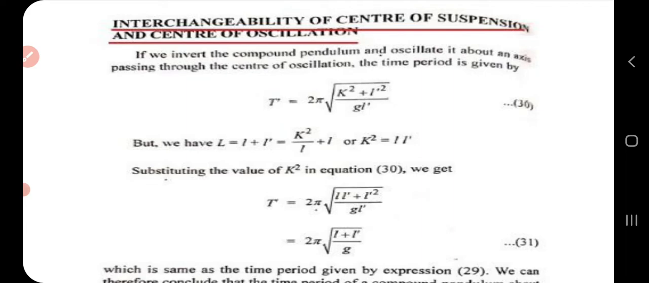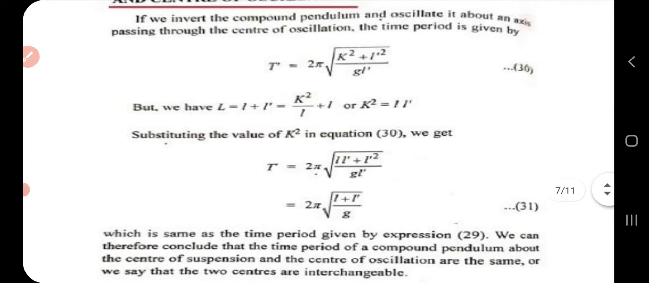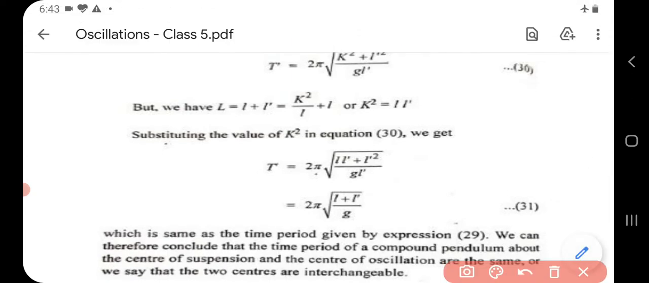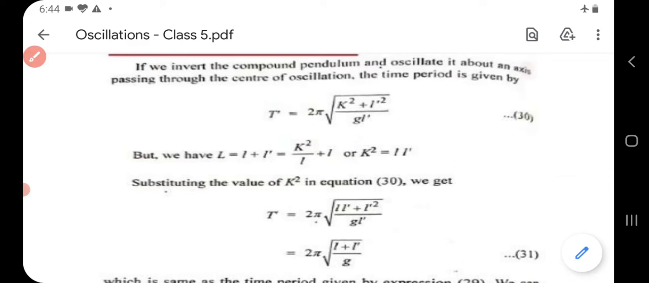Now we are going to invert the compound pendulum and oscillate it about the center of oscillation. In such a case, the time period, instead of T, we put T dash, is given by T' = 2π√((k'² + l'²)/(g l')). That is the expression for the time period if we are oscillating the compound pendulum from the center of oscillation.